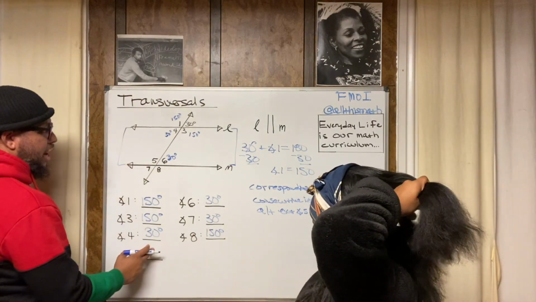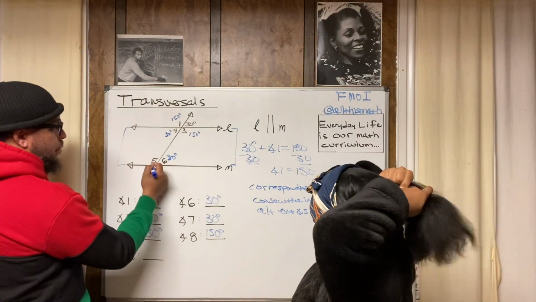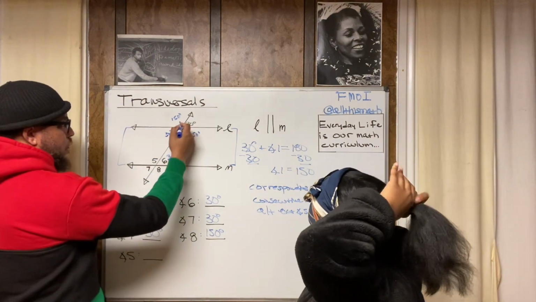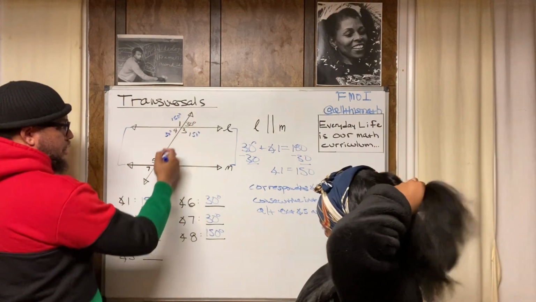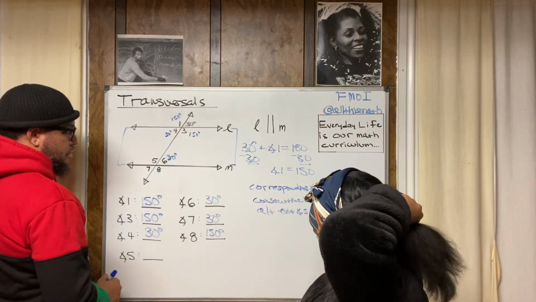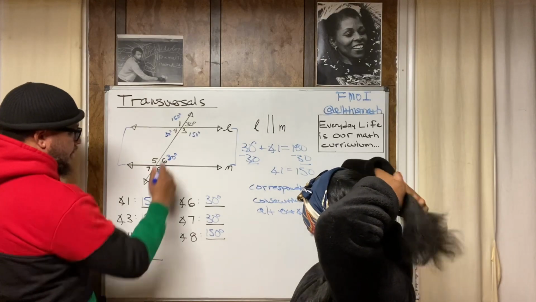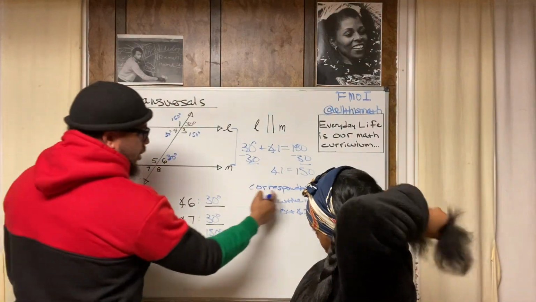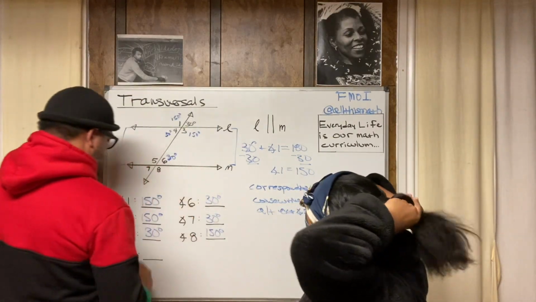Now let's do angle 5, and then we're going to be done. So angle 5 and angle 1 are corresponding, right? Mm-hmm. So what does angle 5 have to be? 150, because angle 1 is 150, and corresponding angles are congruent.